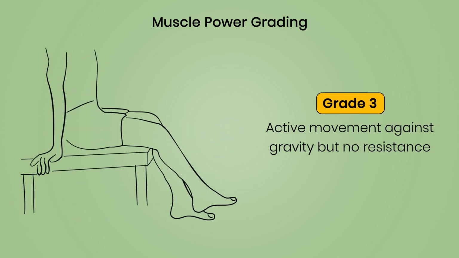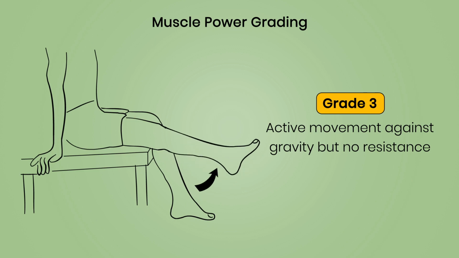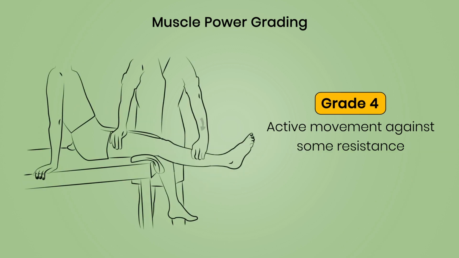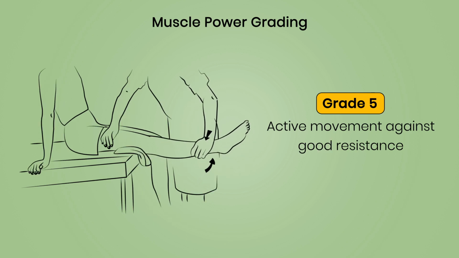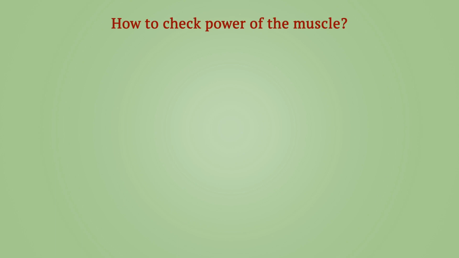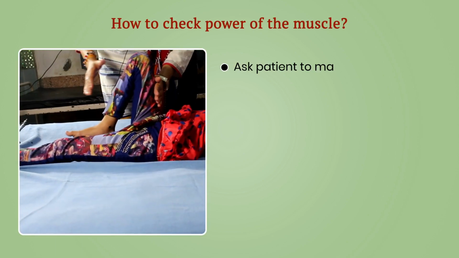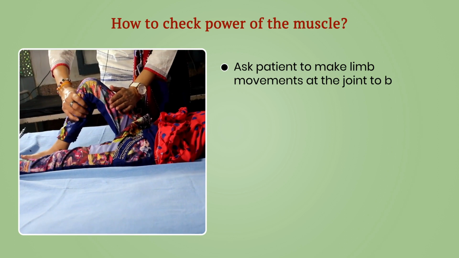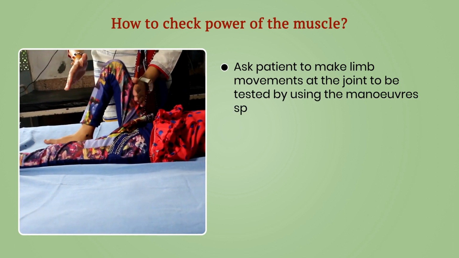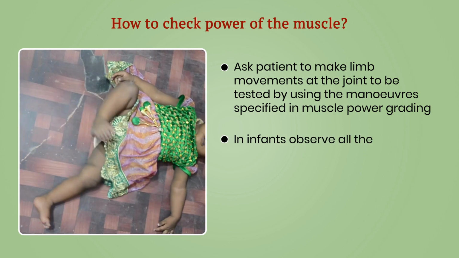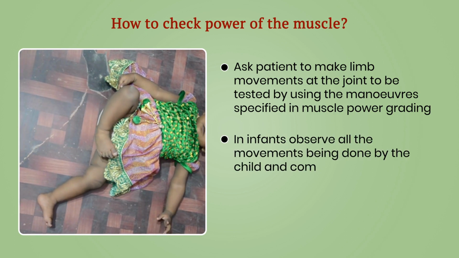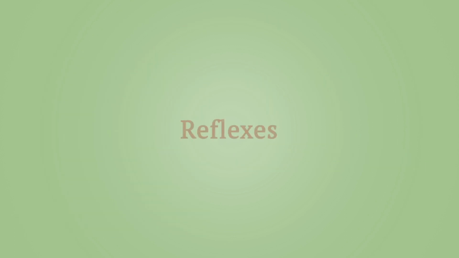Grade 3. Active movement against gravity but no resistance. Grade 4. Active movement against some resistance. Grade 5. Active movement against good resistance. How to check power of the muscle? Ask patient to make limb movements at the joint to be tested by using maneuvers specified in the muscle power grading. In infants, observe all the movements being done by the child and compare with other limbs.